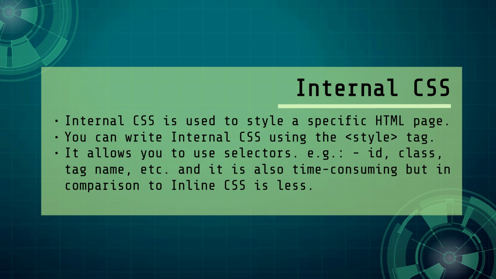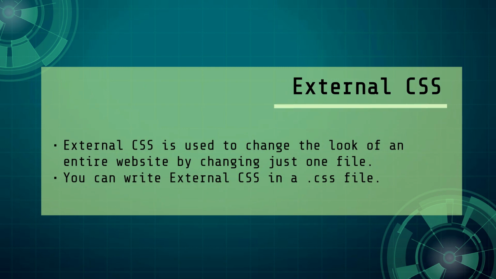Internal CSS is used to style a specific HTML page. You can write internal CSS using the style tag, and it allows you to use selectors, for example ID, class, tag name, and etc. It is also time-consuming, but less so in comparison to inline CSS. External CSS is used to change the look of an entire website by changing just one file. You can write external CSS in a CSS file.